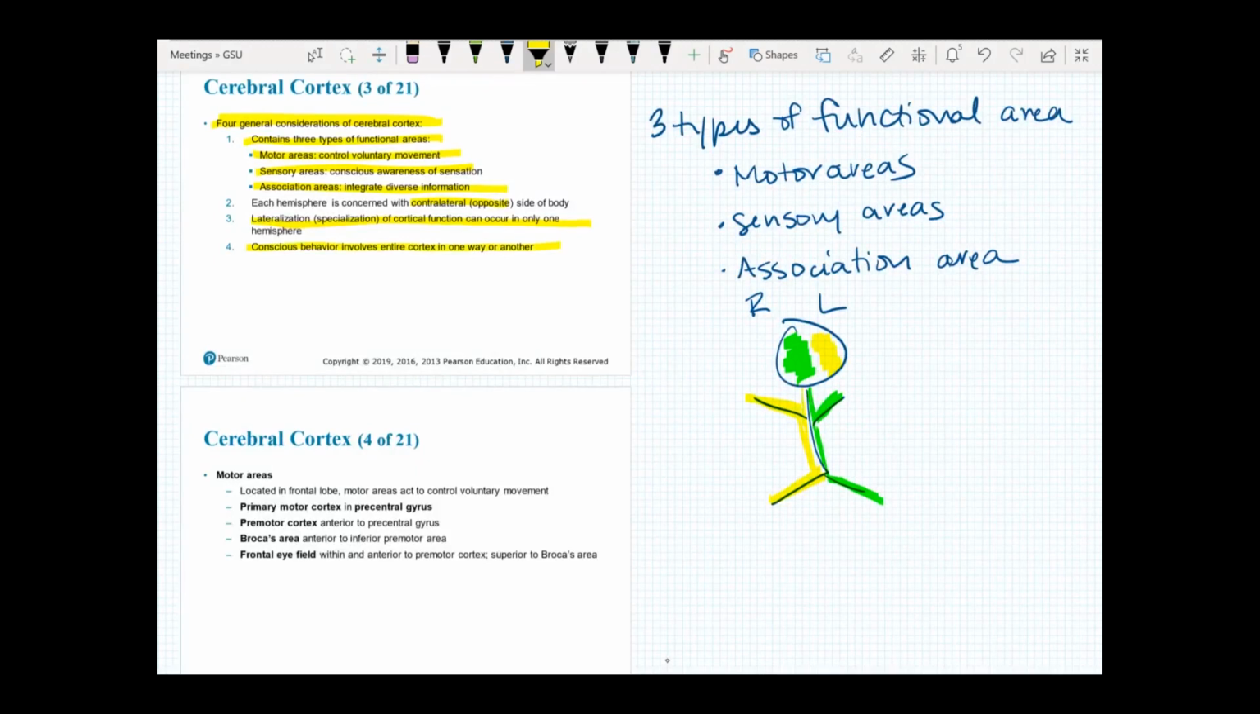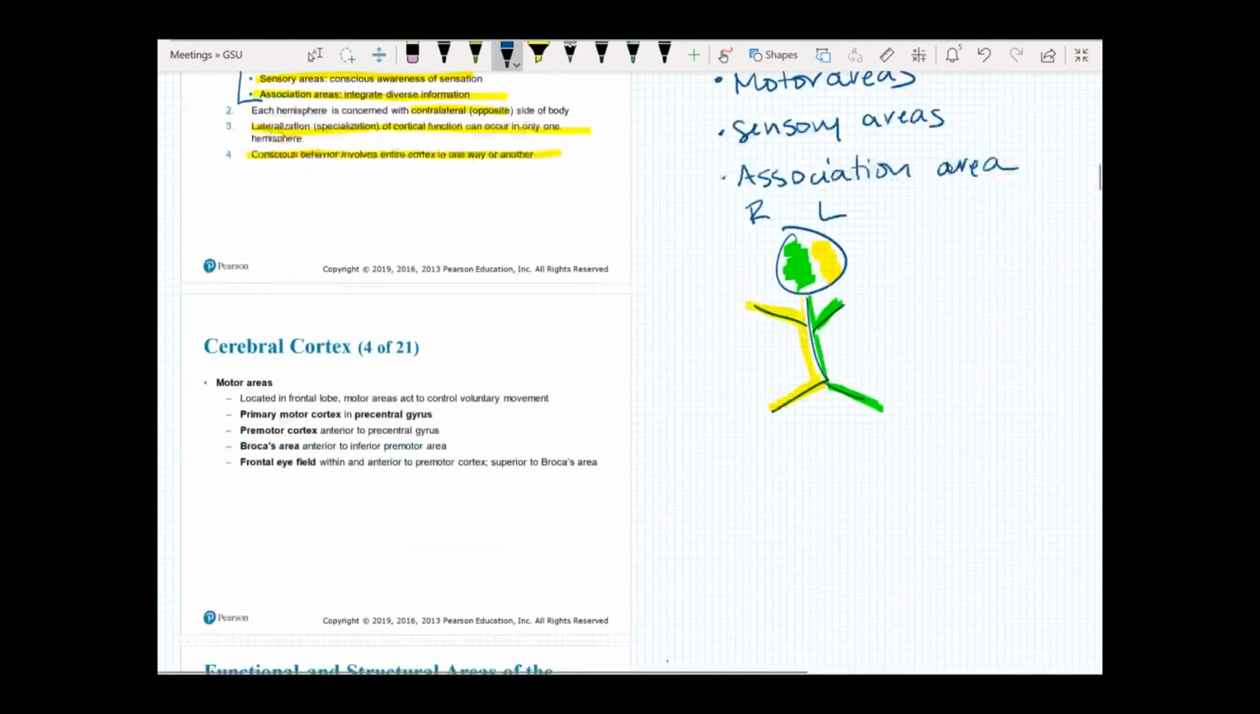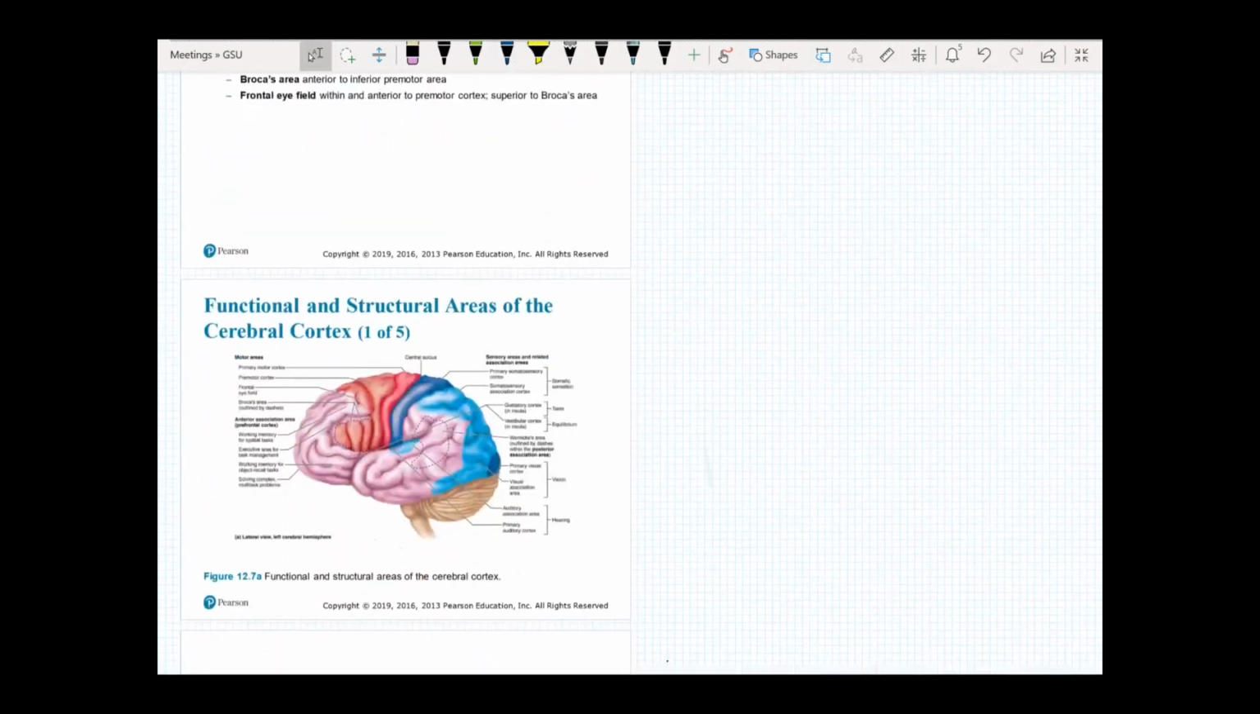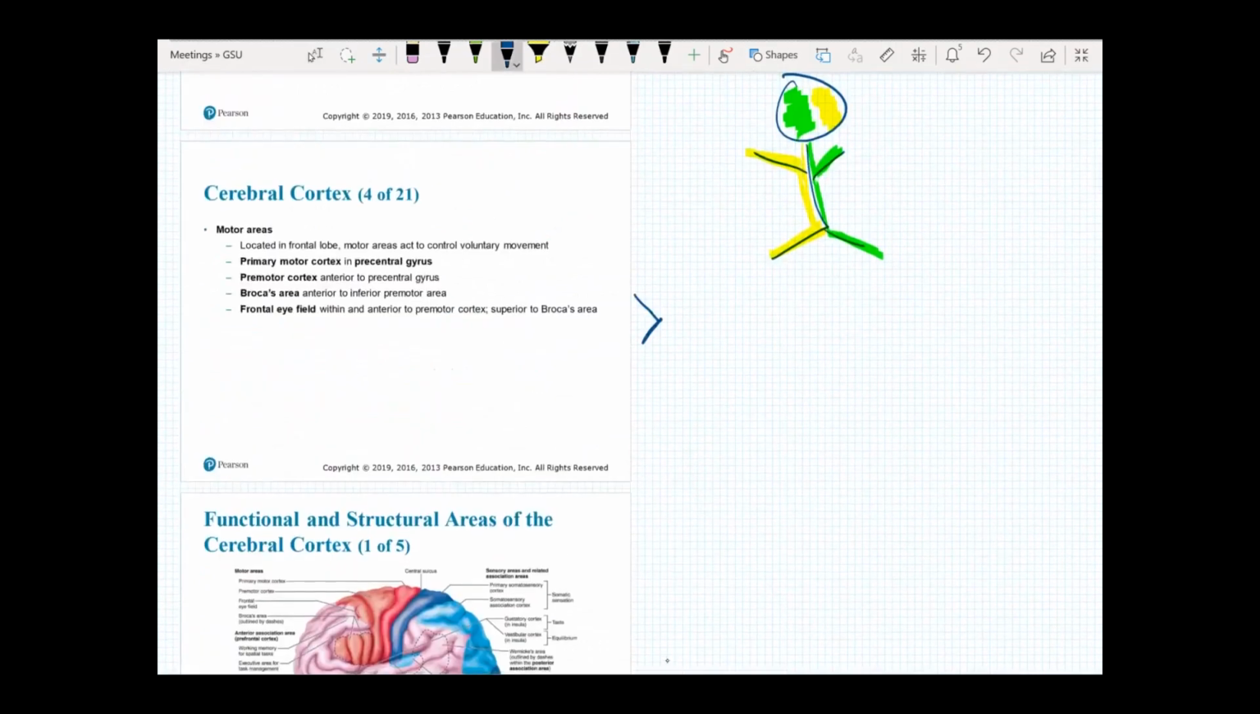So we're going to start with the motor area, sensory area, and association areas. This is how we're going to look at the next couple of areas. Inside our cerebral cortex, we're going to start with our motor areas, the areas of our brain that are responsible for motor movement. These are found in the frontal lobe, and they control voluntary movement. This is the movement that you make with your skeletal muscles specifically.